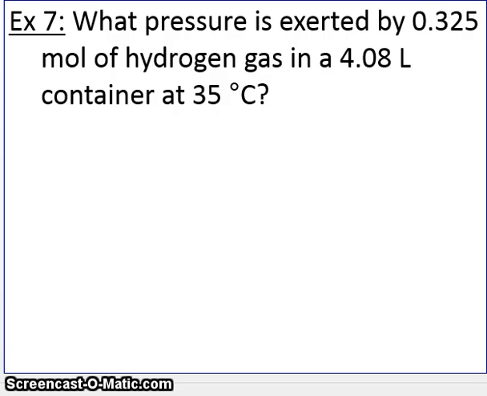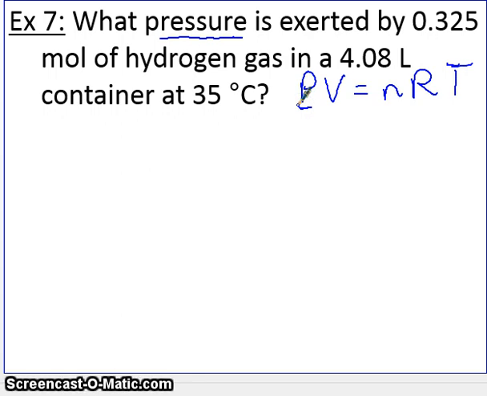There's really two of them that we're going to do together. So the first one, example 7, says: what pressure is exerted by 0.325 moles of hydrogen gas in a 4.08 liter container at 35 degrees Celsius? So we're asked for the pressure. Our equation, PV equals nRT, has to be rearranged to solve for pressure. So we have to get pressure to be by itself, essentially.